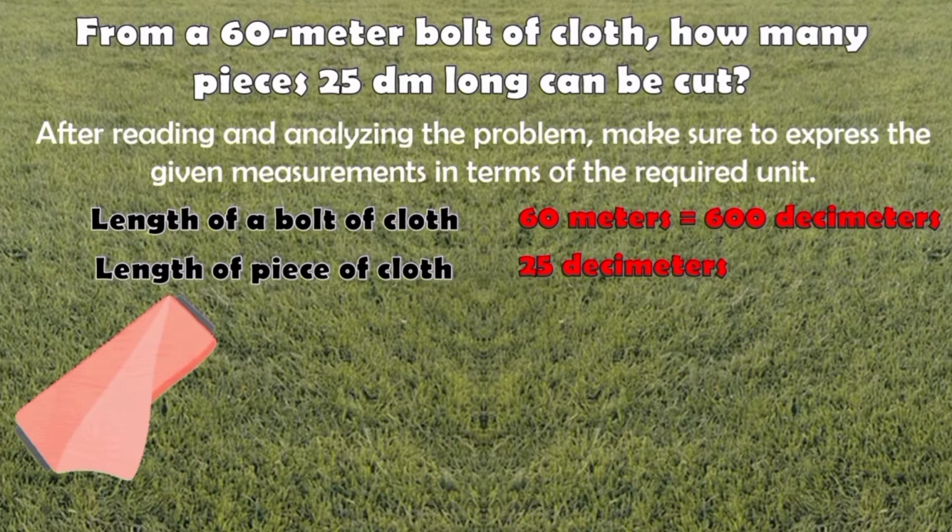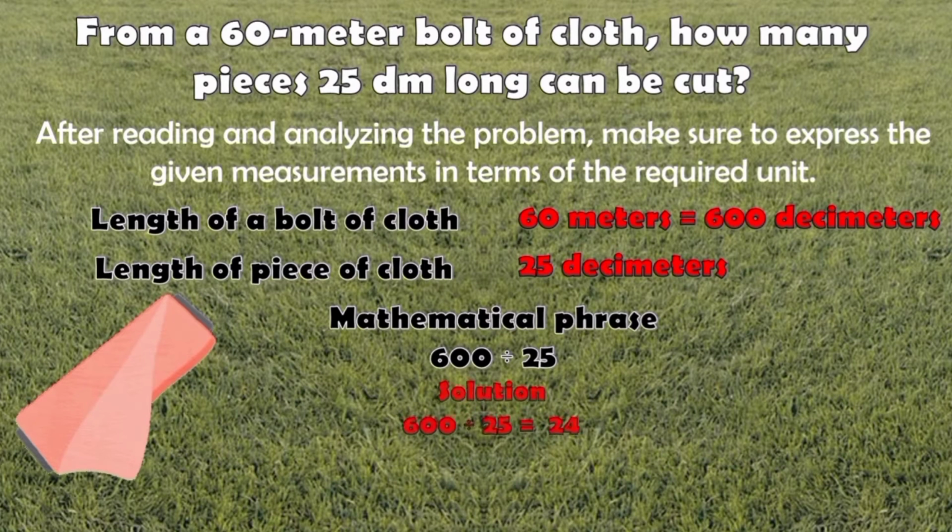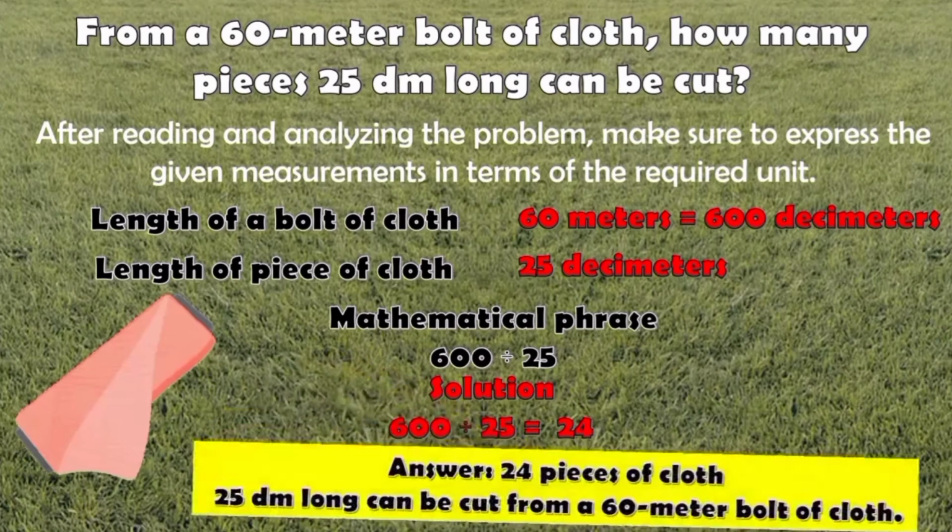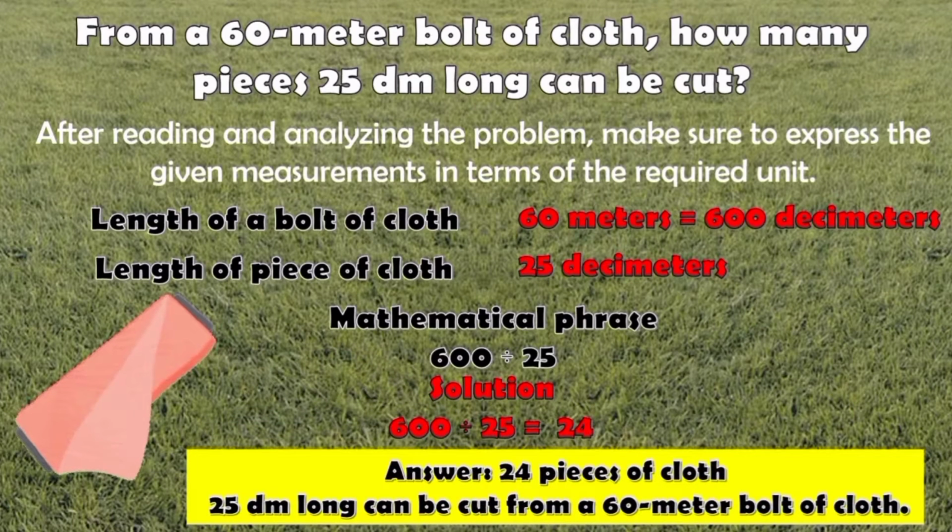Giving its mathematical phrase, we have 600 divided by 25. So for our solution, 600 divided by 25 is equal to 24. For our final answer, we have 24 pieces of cloth, 25 decimeter long, can be cut from a 60-meter bolt of cloth.